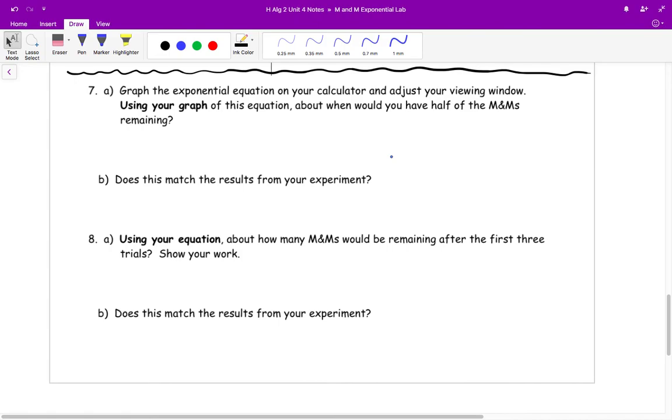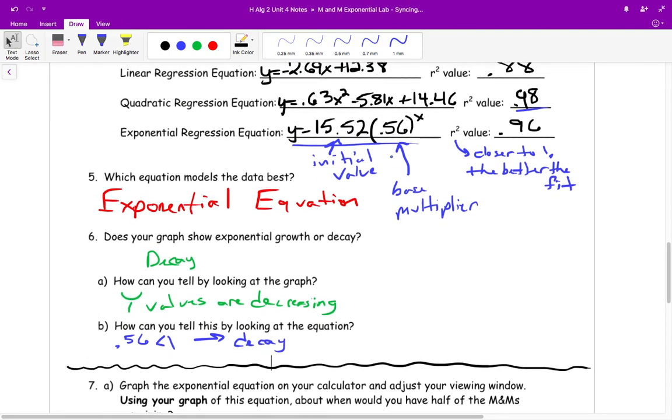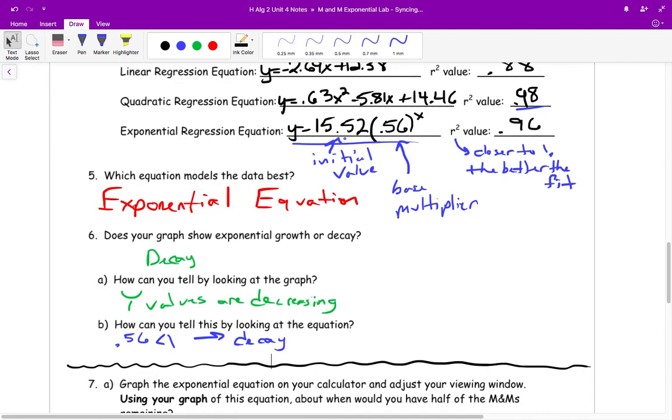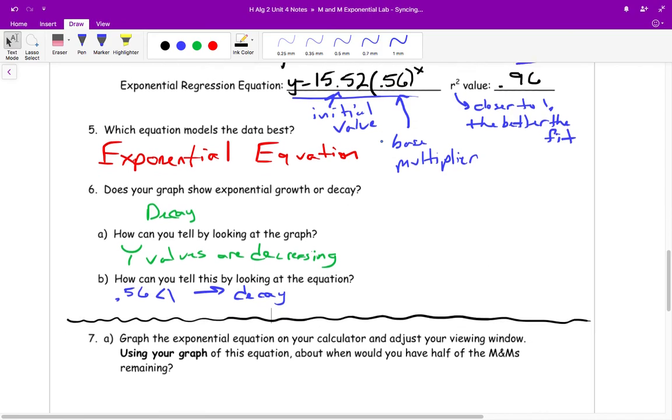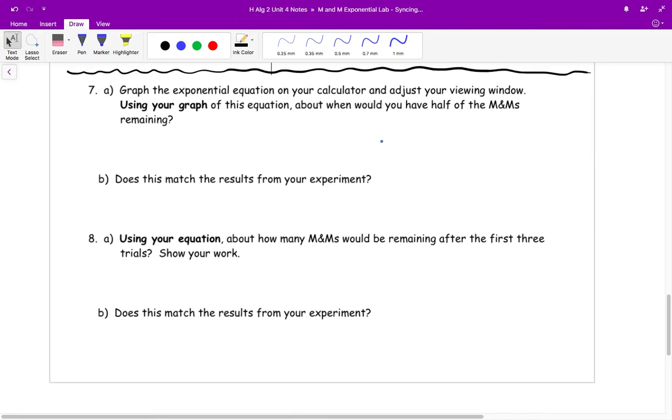So, number 7, it says graph the exponential equation on your calculator and adjust your viewing window. And then using your graph, find when you have half the M&Ms remaining. Now, the exponential equation that we got was this right here, 15.52 multiplied by 0.56 to the power of x. But we ended up rounding in order to get this equation. Let me show you how to get that directly into your y equals.